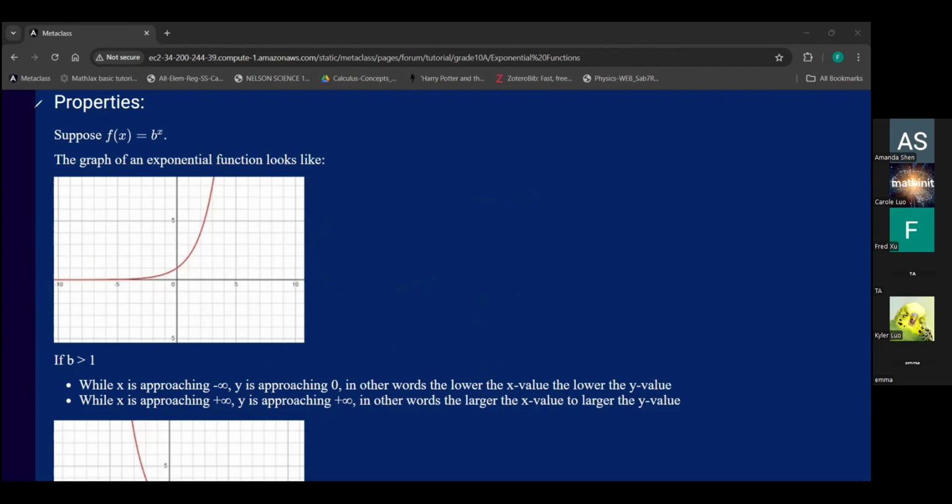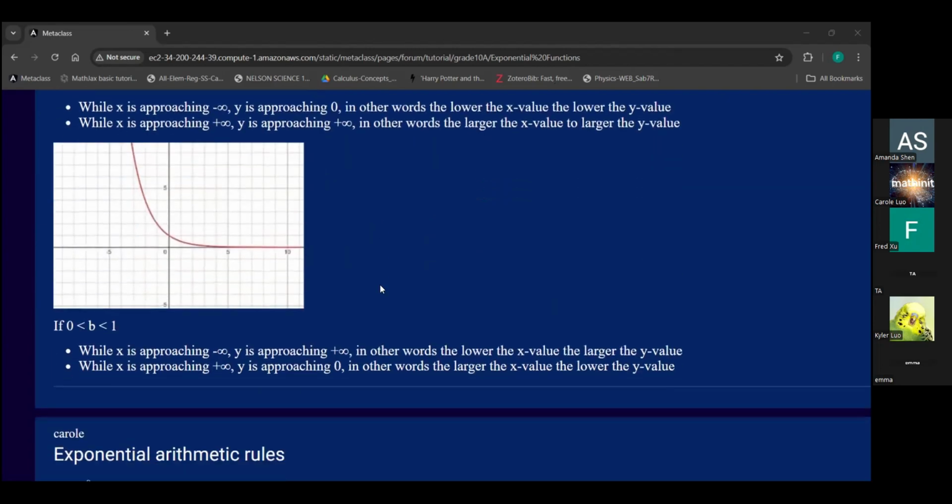Okay, then moving on to the next graph. So this is where b is somewhere in between 0 and 1. So it's just some decimal or fraction less than 1.